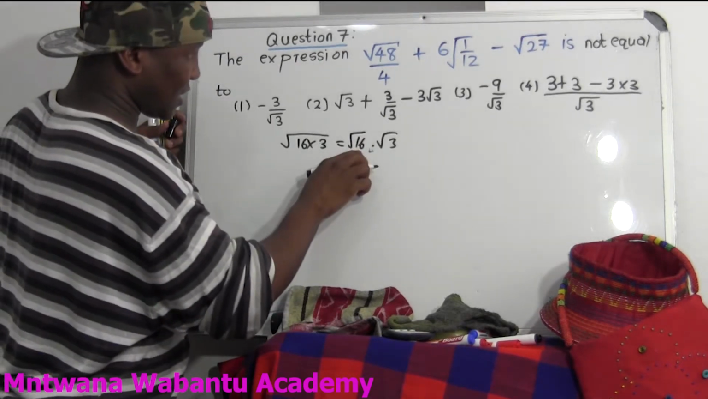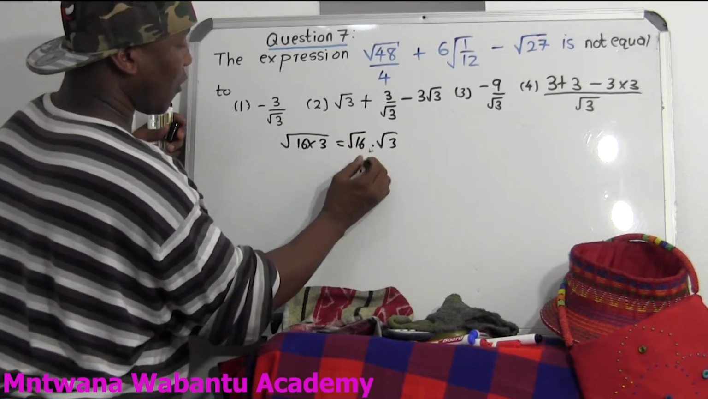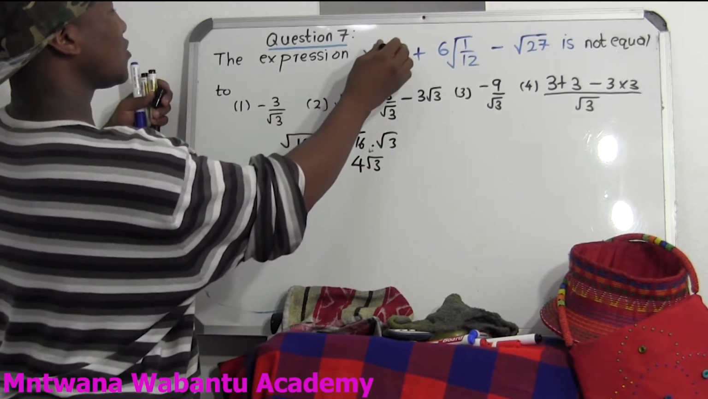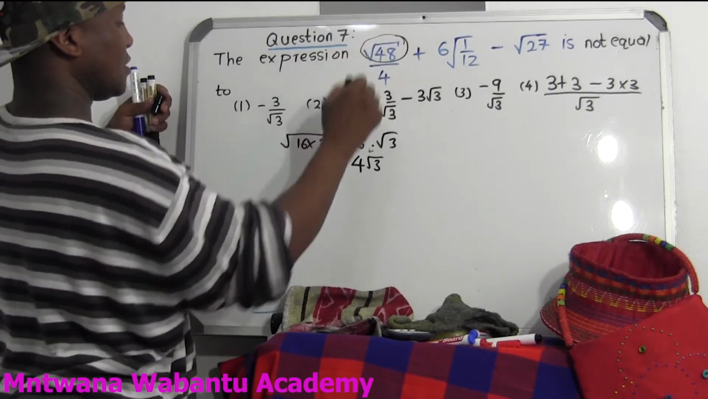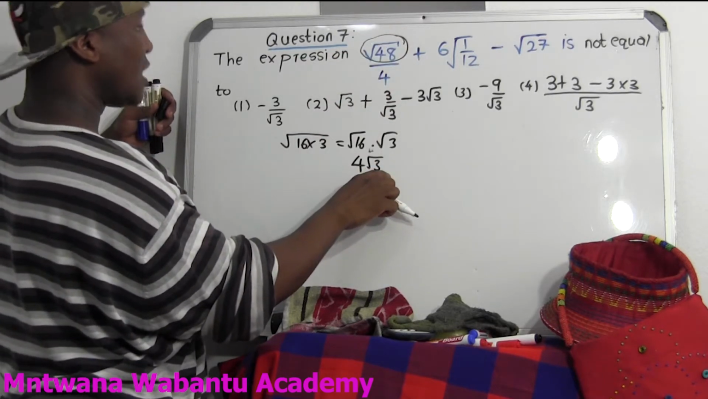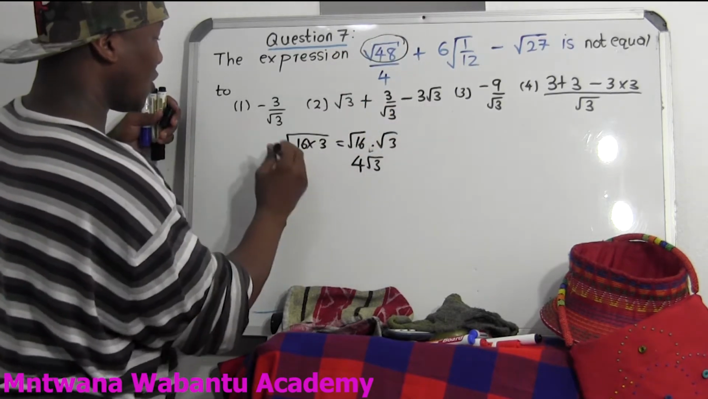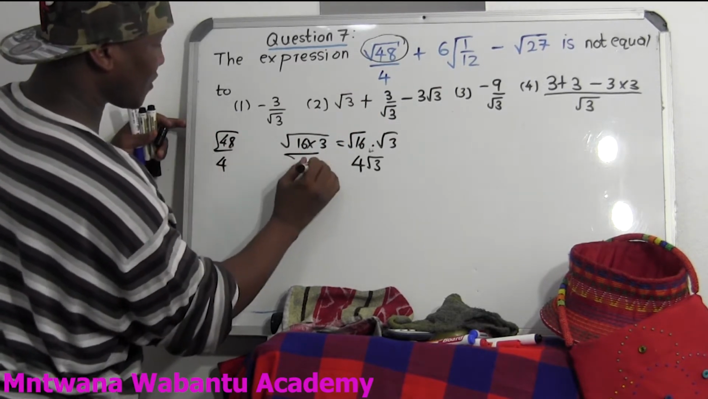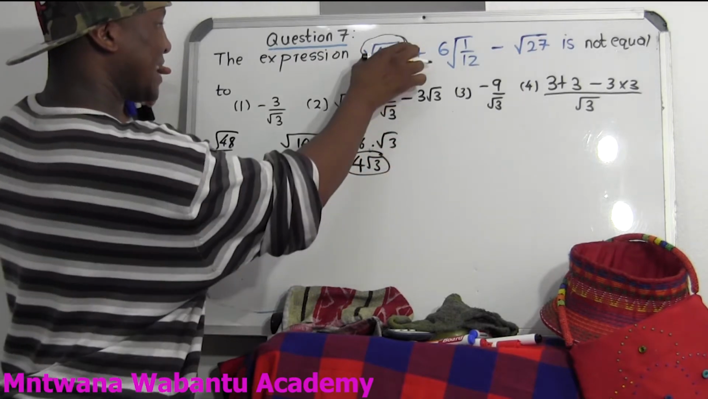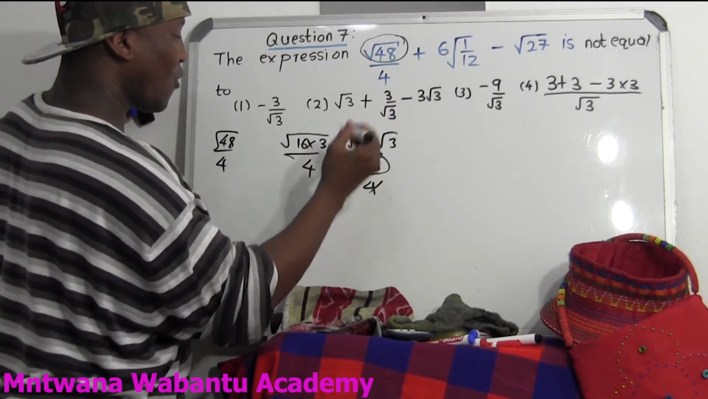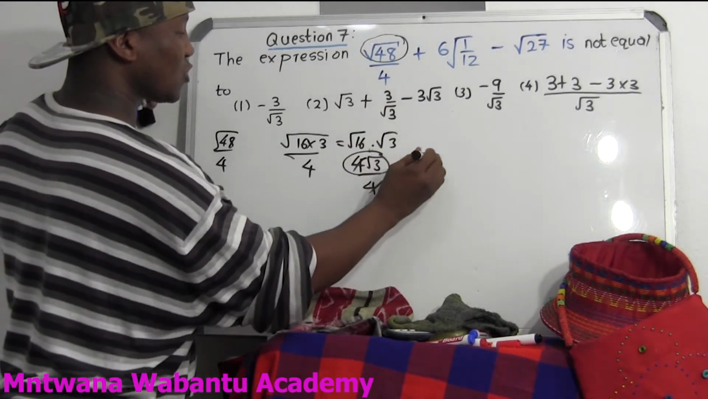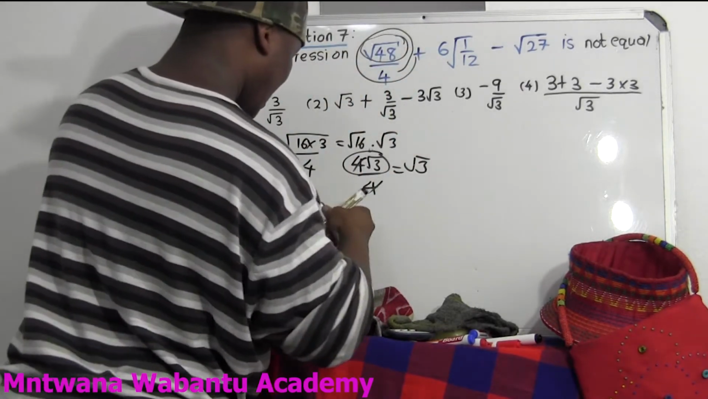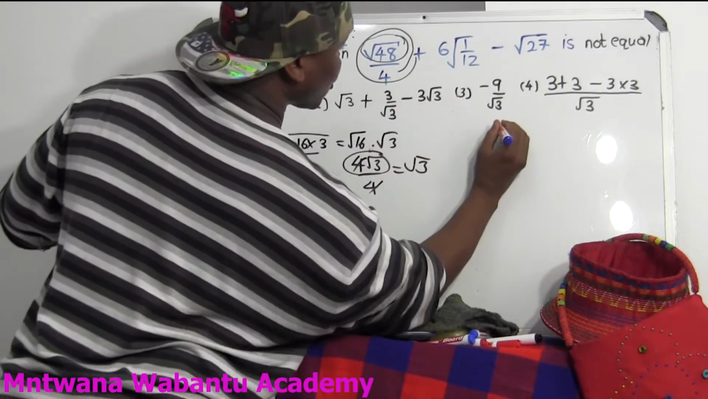So now square root of 16 equals 4 and then square root of 3. So all this stuff here equals 4 square root of 3. But you have to divide by 4, remember. So all this stuff, 4 square root of 3, is divided by 4. The 4 and 4 cancel, so it equals square root of 3. So on the right hand side, all the things equal square root of 3.